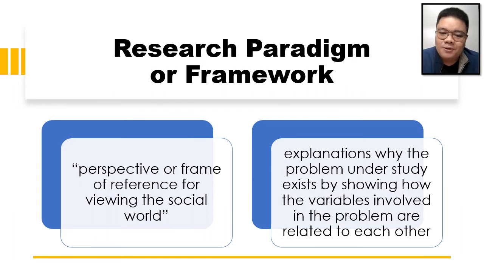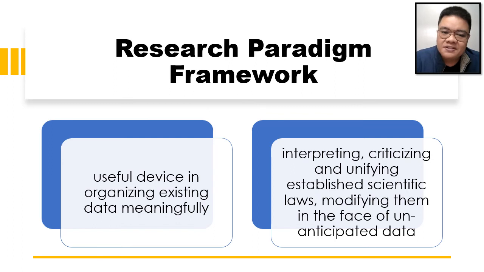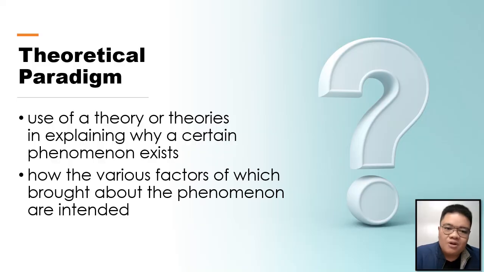Your paradigm will be able to give the reader an explanation as to what you want to attain in your research. It's a useful device of organizing existing data meaningfully, and it can help us interpret, critique, and unify established scientific laws, modifying them in the face of anticipated changes or disruptions. Now, a theoretical paradigm. It is a use of a theory or theories in explaining why a certain phenomenon would exist and how the various factors brought about by the phenomenon are intended, as I have emphasized earlier.